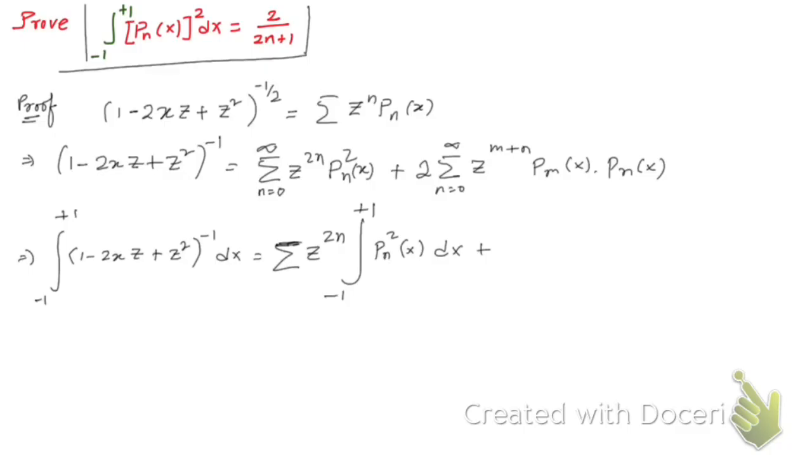plus the summation of z to the power m plus n, integration from minus infinity to plus infinity, Pm of x into Pn of x dx. That's what we're going to have.